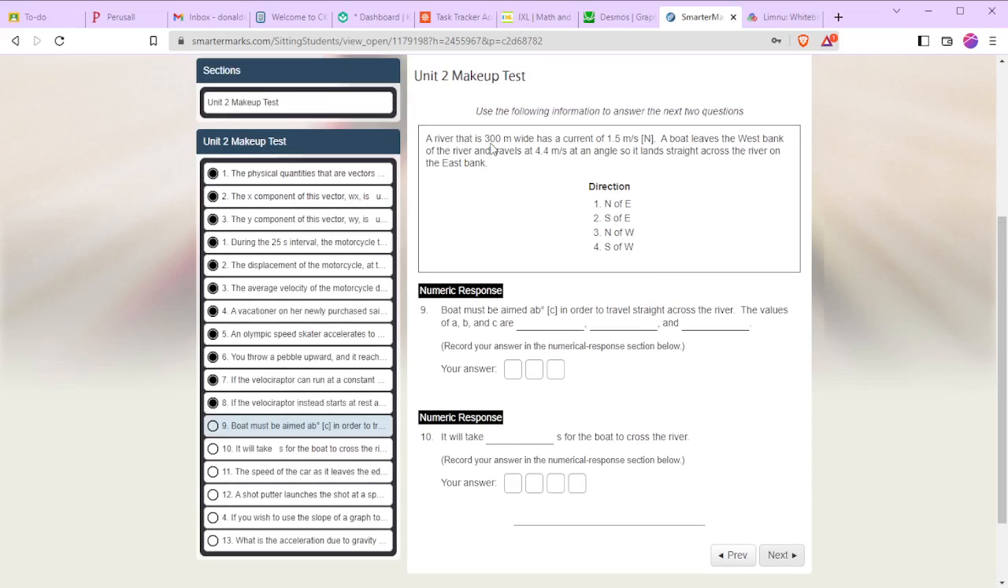All right, a river, excuse me, that is 300 meters wide has a current of 1.5 meters per second north. The boat leaves the west bank of the river and travels at 4.4 meters per second at an angle so it lands straight across the river on the east bank.